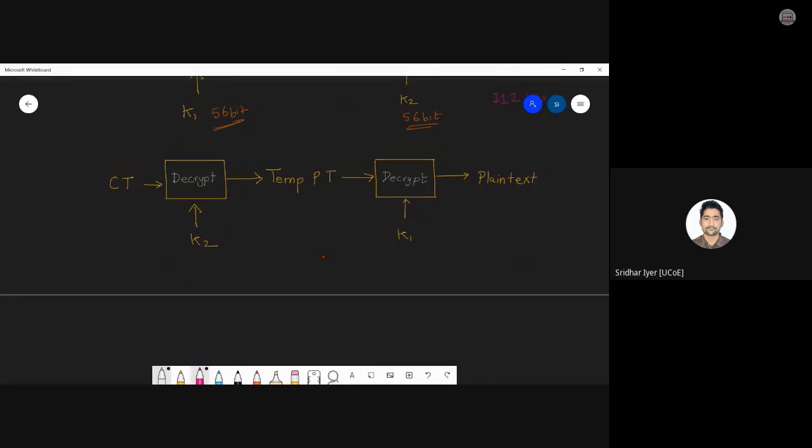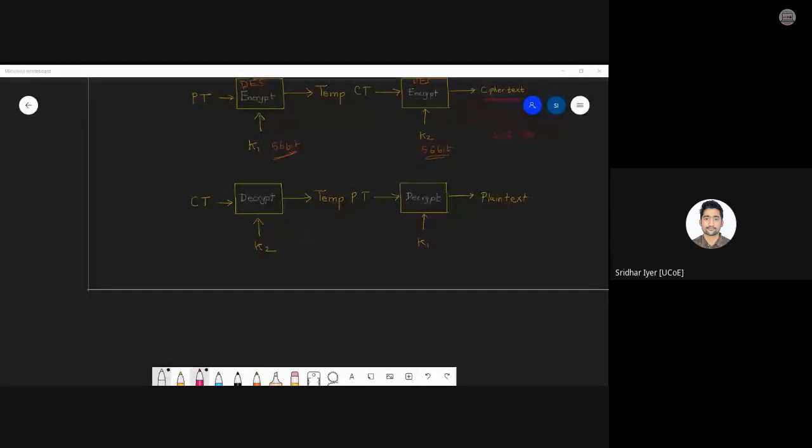So this is the diagram. Decrypt the ciphertext with K2. Whatever resultant temporary plain text you get, again decrypt that with K1 and you will get the final plain text. Is it clear? This is what double data encryption standard is all about. That is double DES. It's very simple.